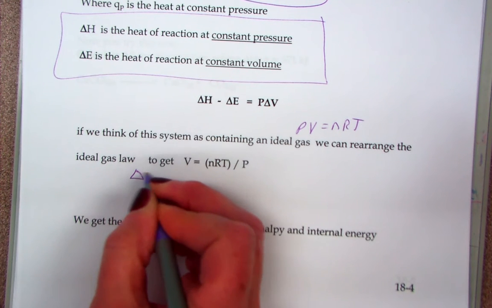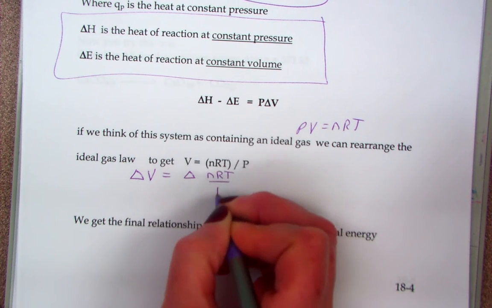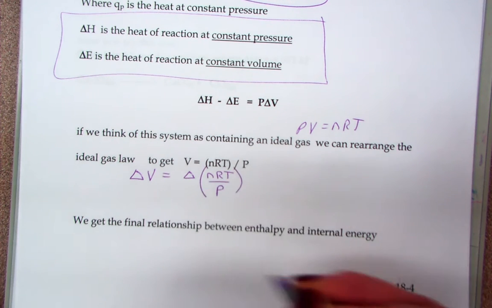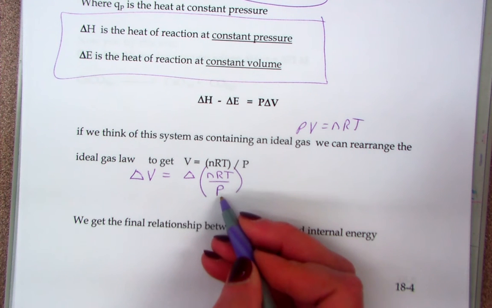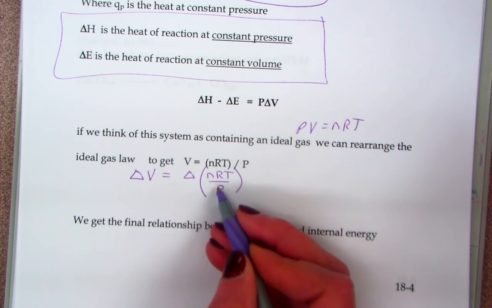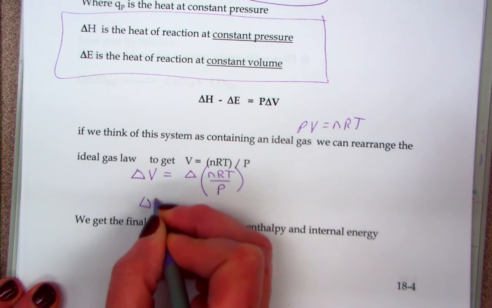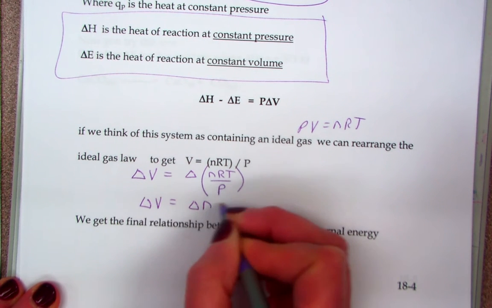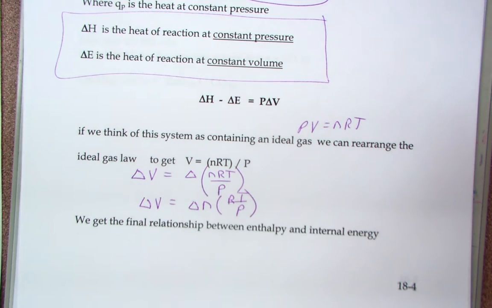So delta V is equal to delta nRT over P. And if we have a system where we are holding the temperature and the pressure constant because we're working under a well-defined state of our system, then the temperature is constant, the pressure is constant, R is always a constant, that's the gas constant. So delta V is equal to delta n times RT over P. So we can substitute back in.